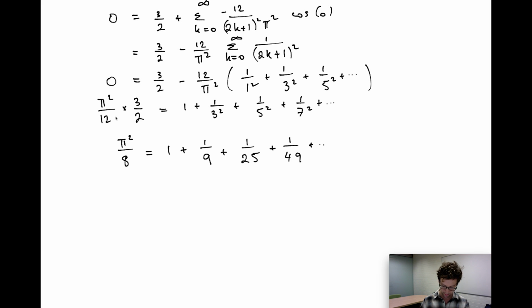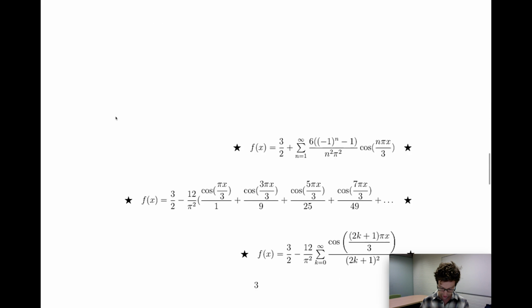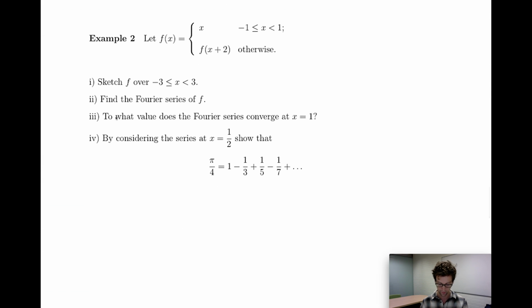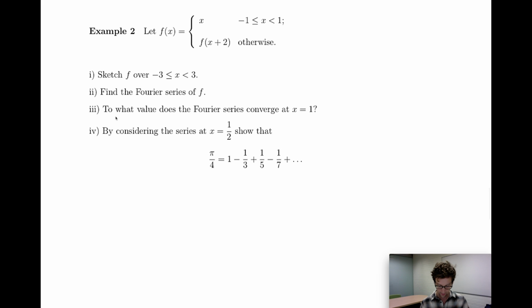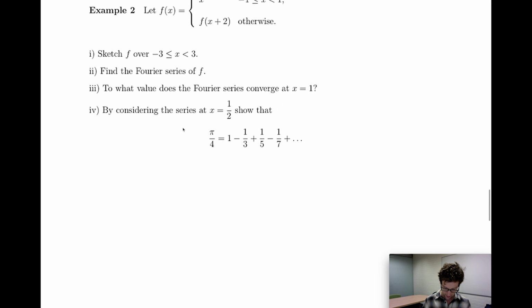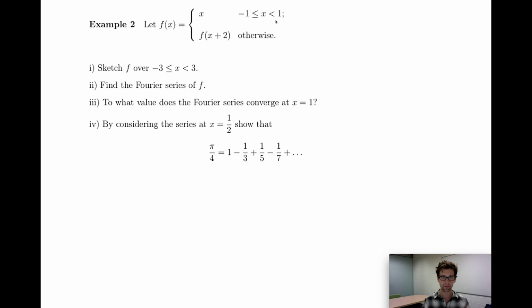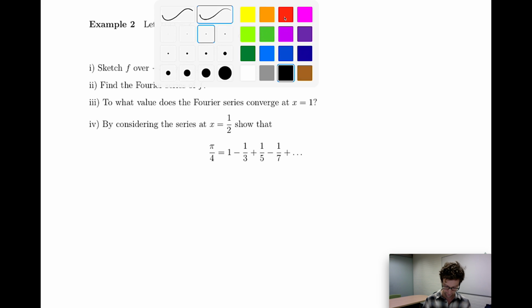Let's take a look at example 2 and apply these ideas to another example where we have a function with an arbitrary period, this time between minus 1 and 1. We're going to find the Fourier series of this thing, and we're also going to derive another formula for another kind of mysterious expression here. We've got pi over 4. So our function is just x between minus 1 and 1, so that's going to look as follows.